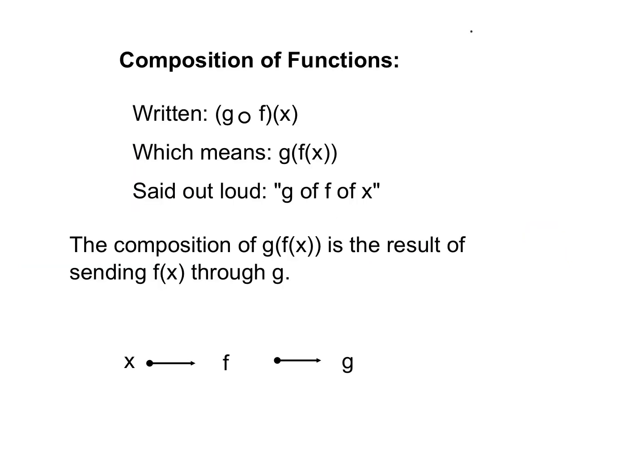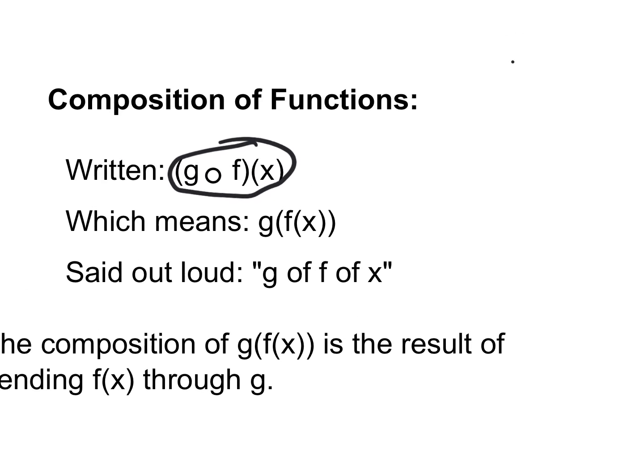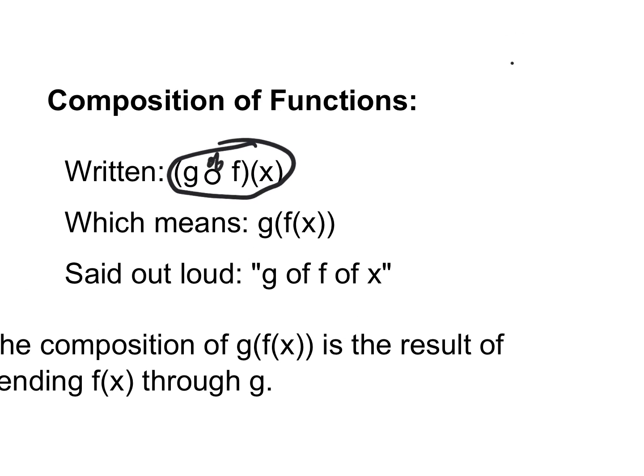All right, so here's some overall big picture stuff. When they write it this way, I like you to think of the little o as an "of." g of f of x. It means g of f of x. Said out loud, it's g of f of x. Okay, so do you get they can write it this way, or they could write it this way?